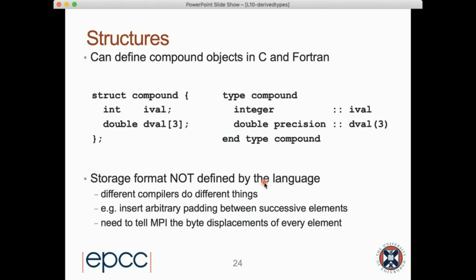Okay. Now the problem here is that the storage format is not defined by the language, in the sense that different compilers may store these things differently. In particular, they may insert arbitrary padding between successive elements. In this example, if this is a 4-byte integer followed by an 8-byte double, then some compilers, in fact probably most compilers, will insert a four-byte piece of padding between the int and the double, to make sure that the double is aligned on an 8-byte boundary, because that makes the memory accesses to the double more efficient.